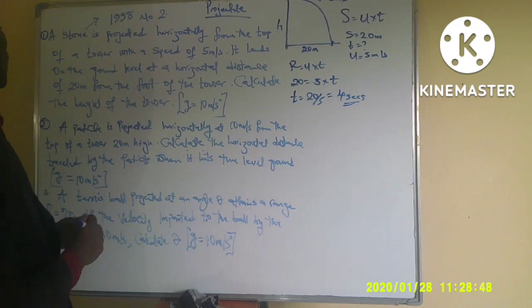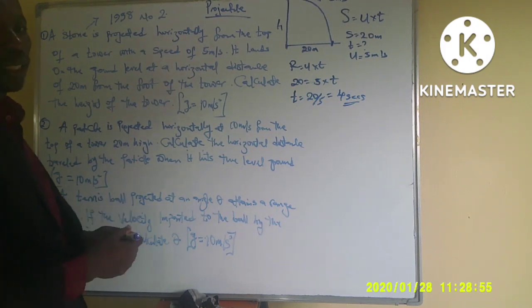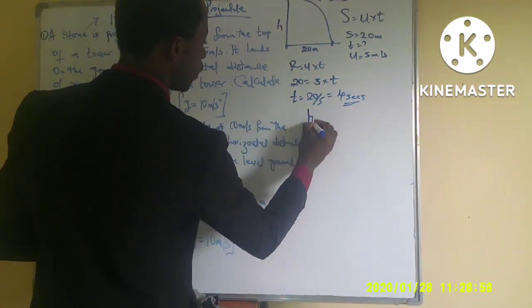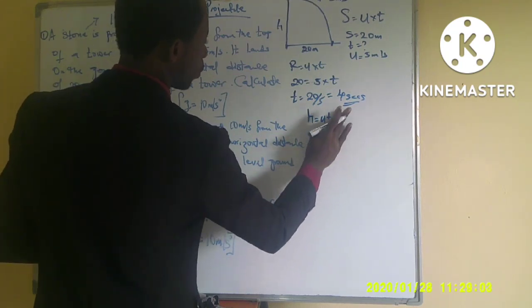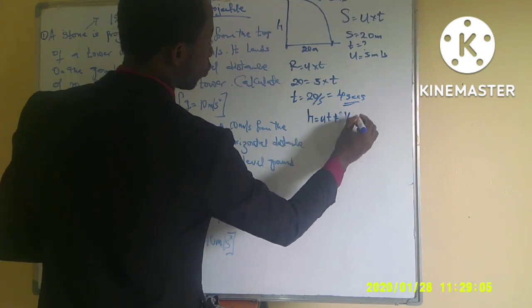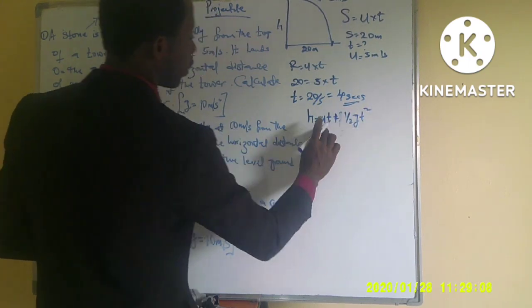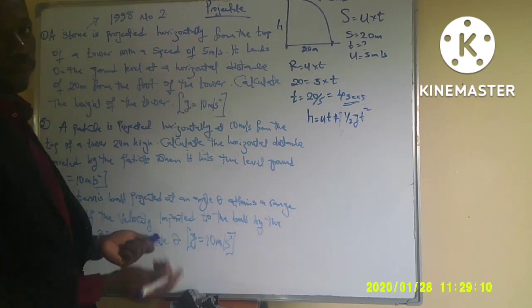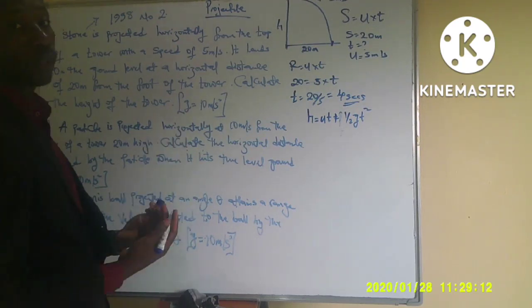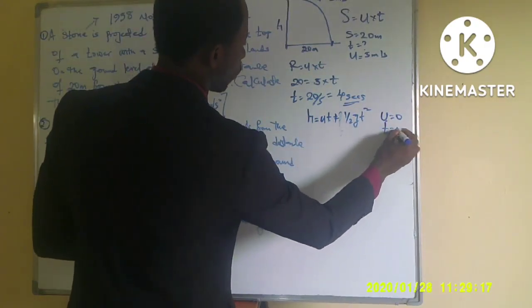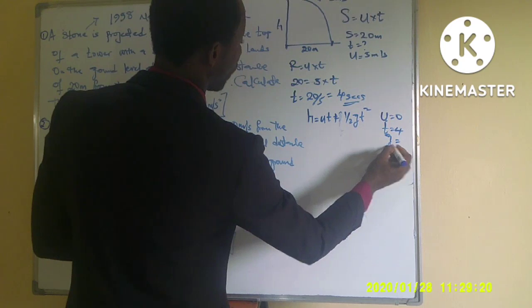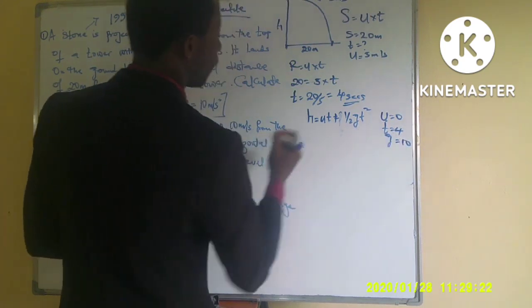Now, it lands on the ground level at a horizontal distance of 20 meters from the foot of the tower. Calculate the height. For us to calculate the height, we use equation 3: h is equal to ut plus 1/2 gt squared. Remember, when we're talking about height, the initial velocity u is 0. So u is equal to 0, t is equal to 4, and g, the acceleration due to gravity, is 10.